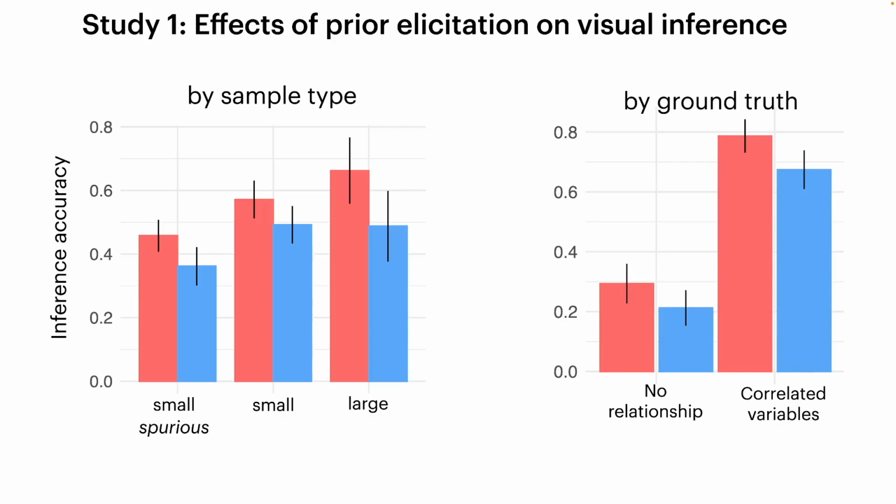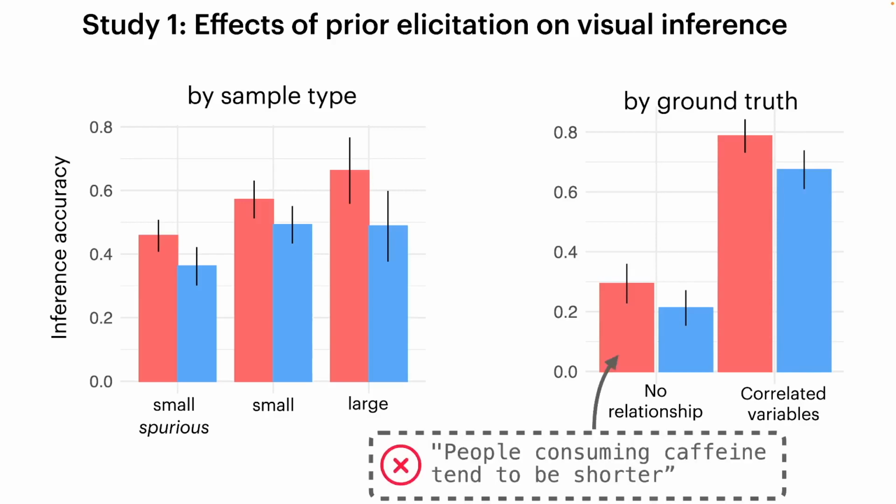But interestingly, there's also a large main effect here, and participants were generally much more likely to be tricked by spurious samples when the ground truth indicated no correlation. So even with the improved inference, we still see a large number of participants who were tricked, reporting things like people who consume caffeine tend to be shorter on average, which of course is untrue. And this overall has contributed to a relatively higher rate of false discovery in the study. Although the interventions still seem to have some tempering effect, lowering this tendency somewhat compared to the control.